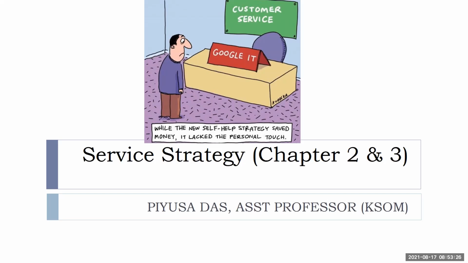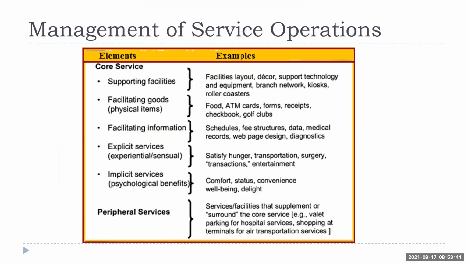It will be easier for you to say, okay, this is explicit, this is implicit, this is facilitating goods, this is supporting facility, this is information part, right? Take one or two examples, it will be easier to explain also, rather than defining it in sentences. So this part we have discussed in the earlier class.